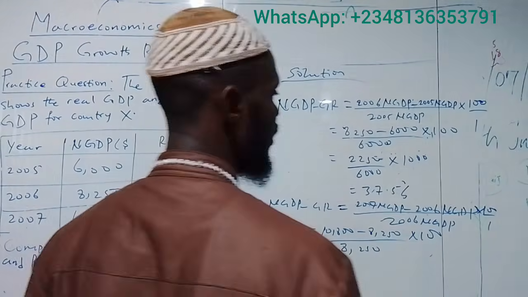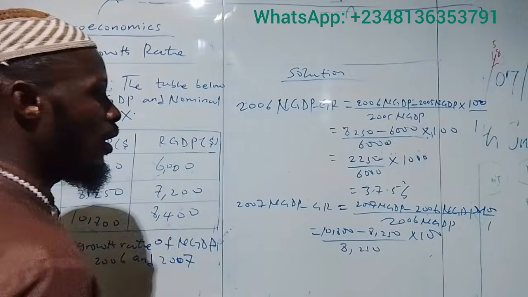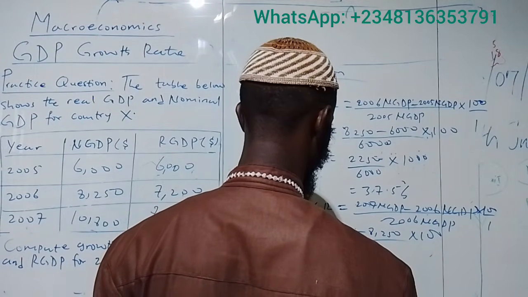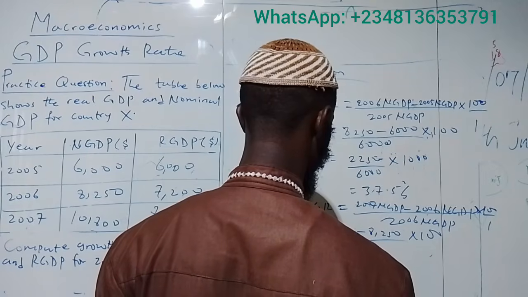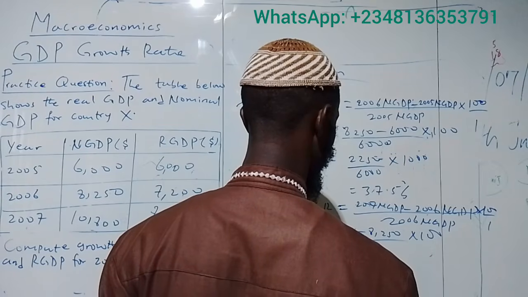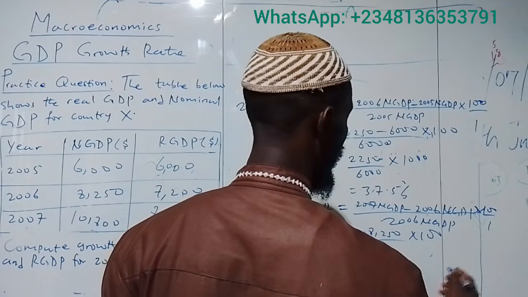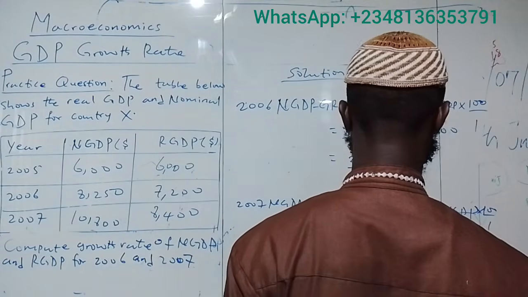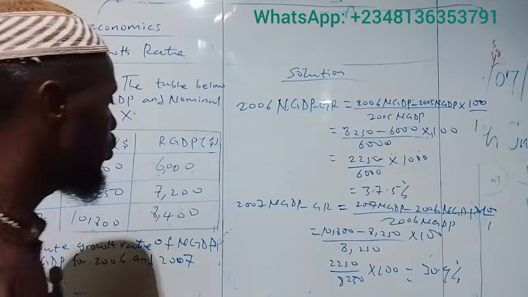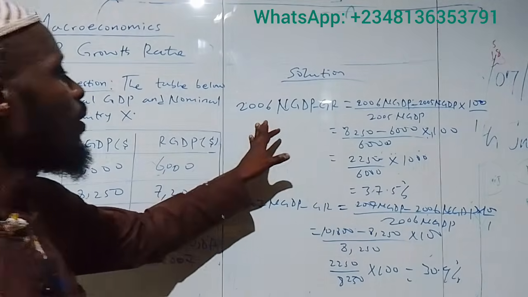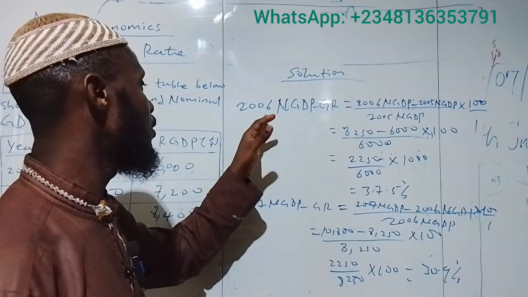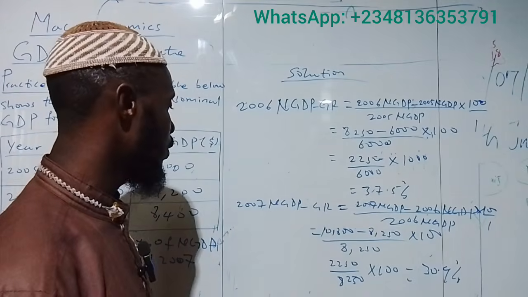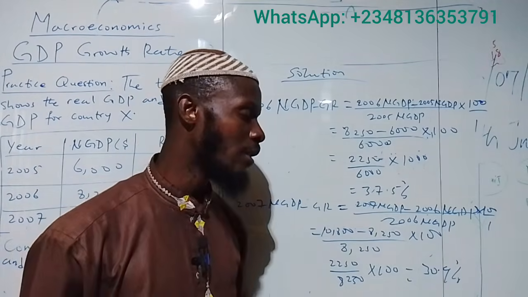When you subtract that, you are going to have 2,250 divided by 8,250 multiplied by 100. When you divide that, you are going to have 30.9%. That is the growth rate in 2007. So the nominal GDP growth rate in 2006 is 37.5%, while in 2007 it is 30.9%.